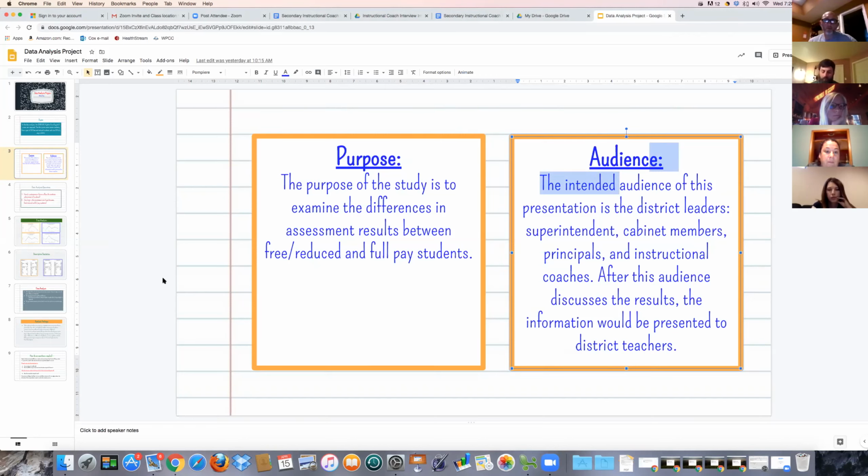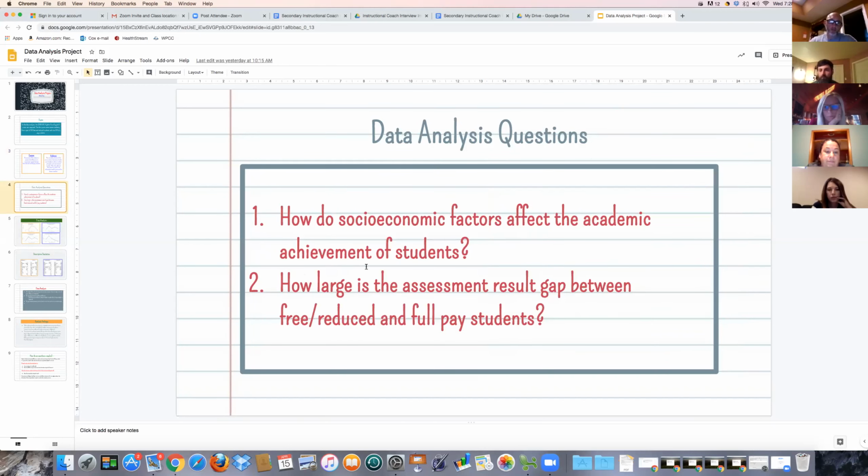I had 2 questions that went with this project. The first one is, how do the socioeconomic factors affect the academic achievement of the students? And how large is the assessment result gap between the free and reduced and the full pay students?